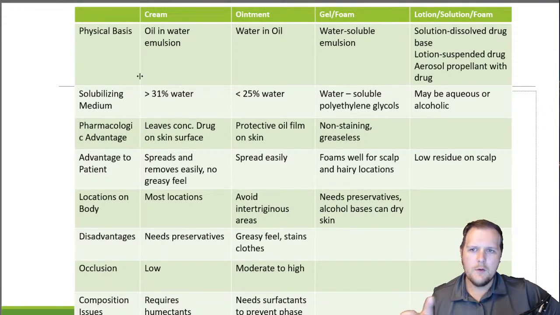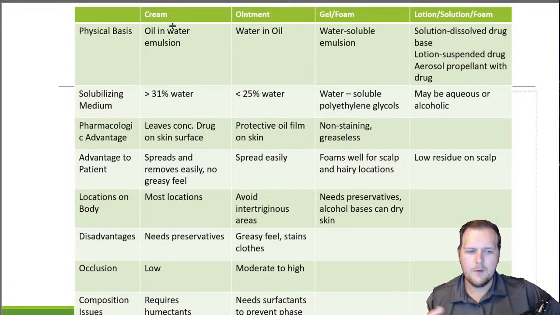And so here's a comparison chart you can look back at. I'm not going to quiz you on specific percentages by any means, but just in general, if you're comparing a cream versus an ointment, what's the big difference here? Well, a cream is an oil and water emulsion, versus an ointment, which is a water and oil emulsion. You're like, what does that mean? Well, it has to do with the actual content of the water, and what is more predominant.